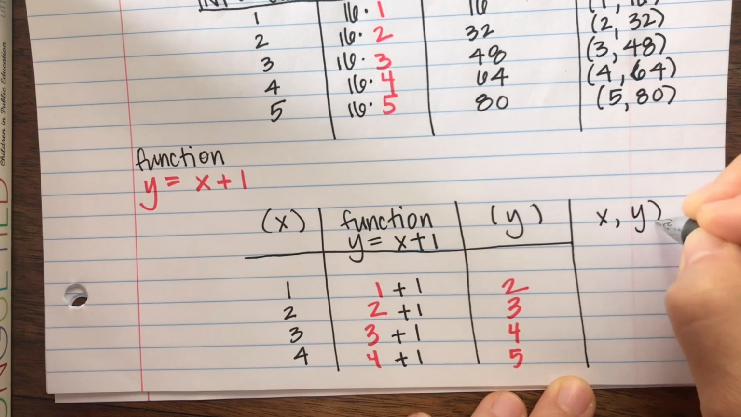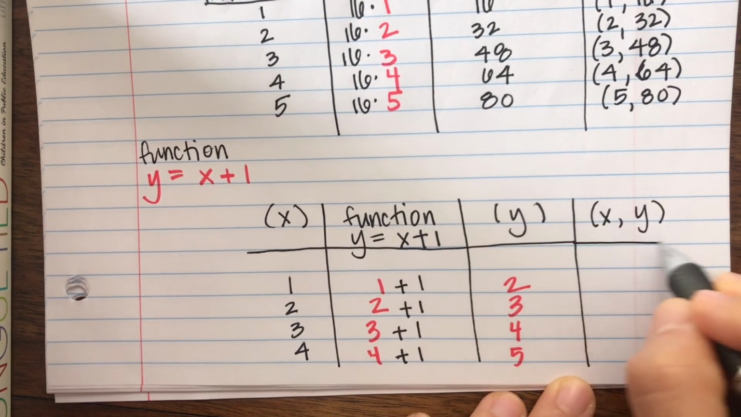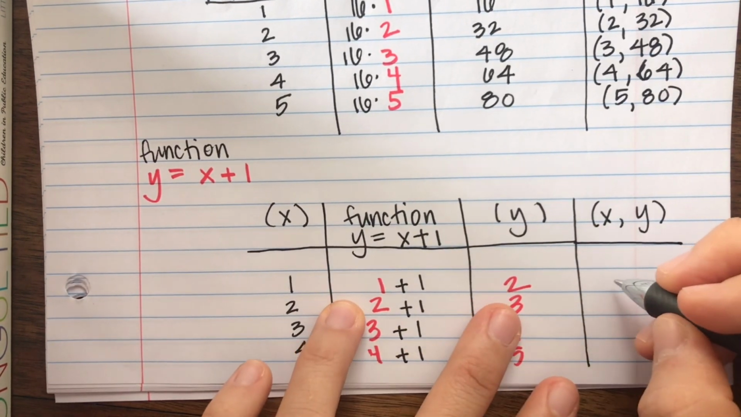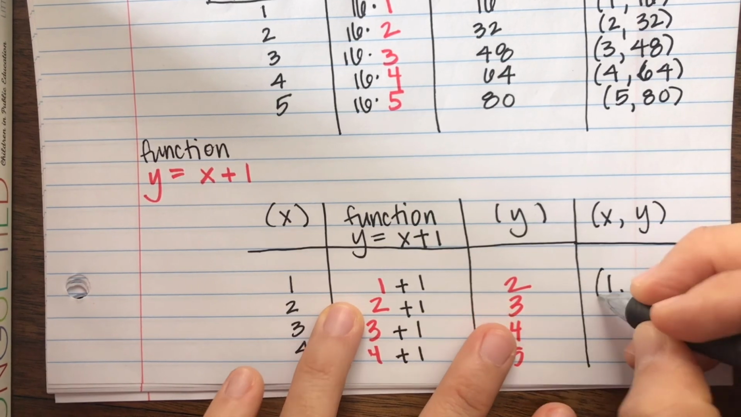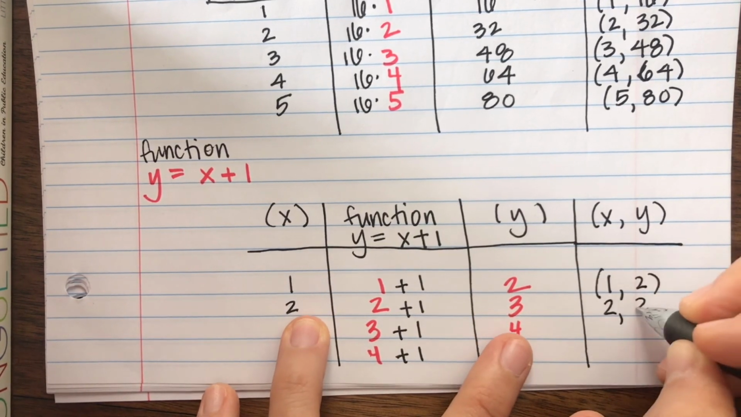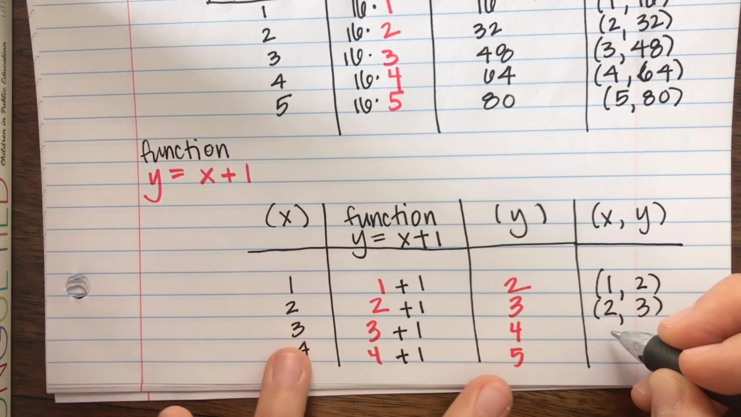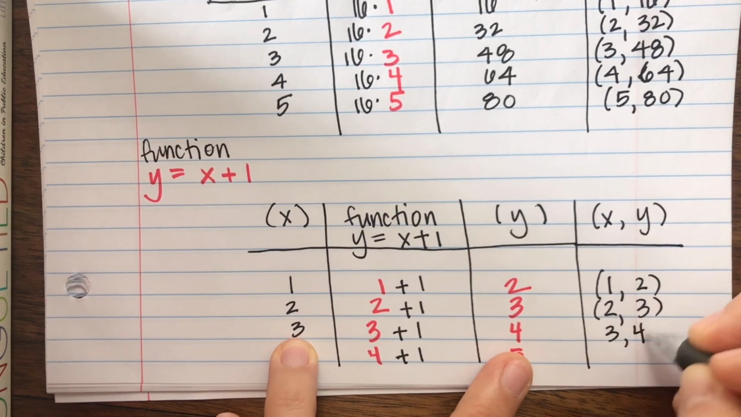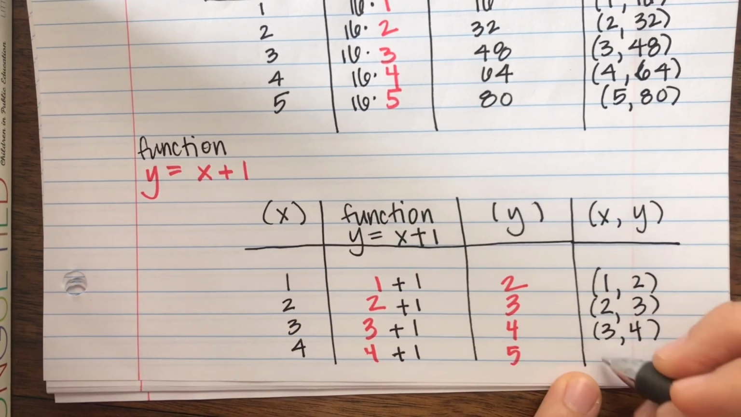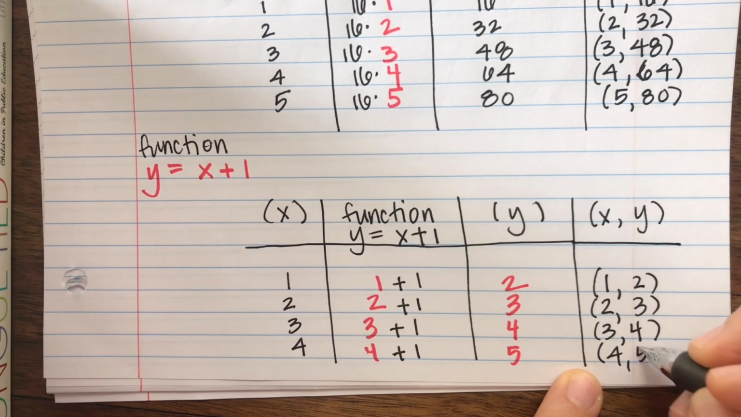Don't forget to write your coordinate pairs here on the side. My x is 1, y is 2, x is 2, y is 3, x is 3, y is 4, and x is 4, and y is 5.